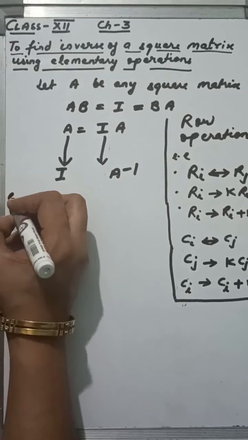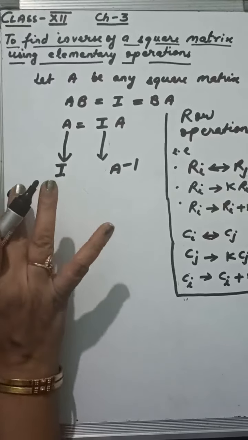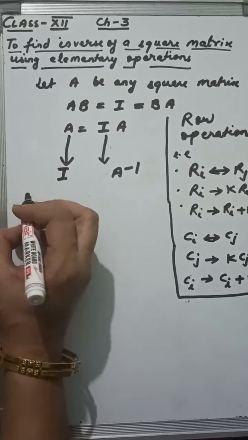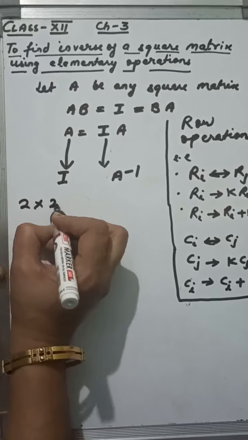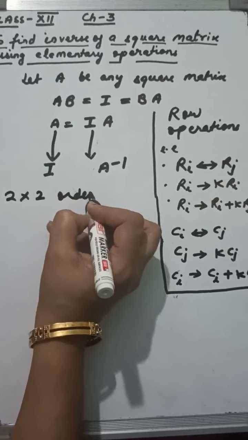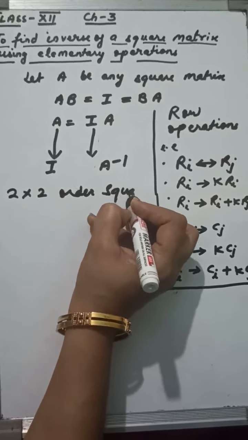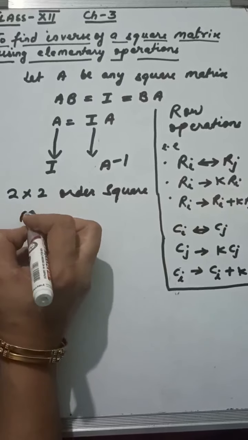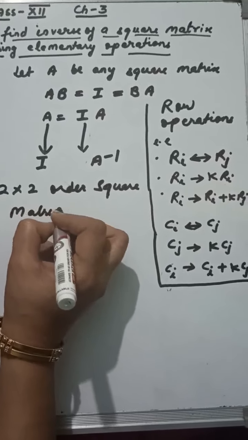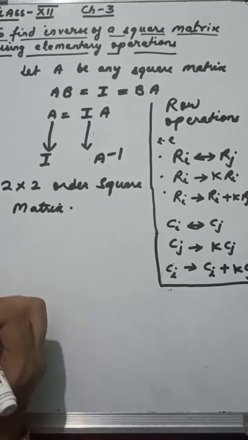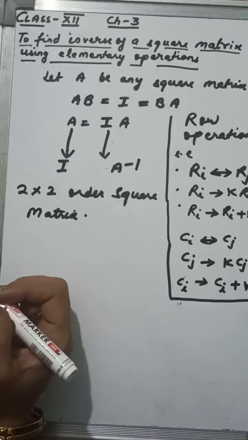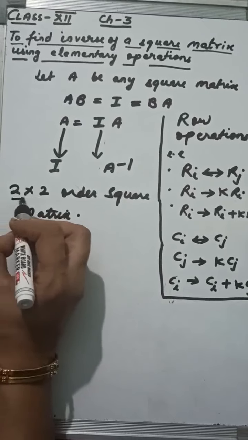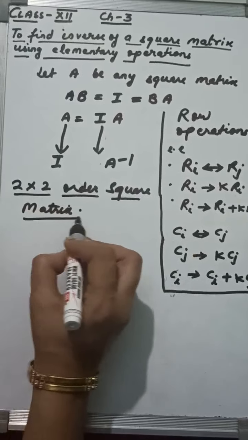So, we apply this concept in solving some examples. For example, we start with a 2 cross 2 order square matrix. Matrices are always square here because A inverse can only be calculated for a square matrix. So in this concept, we only deal with square matrices.